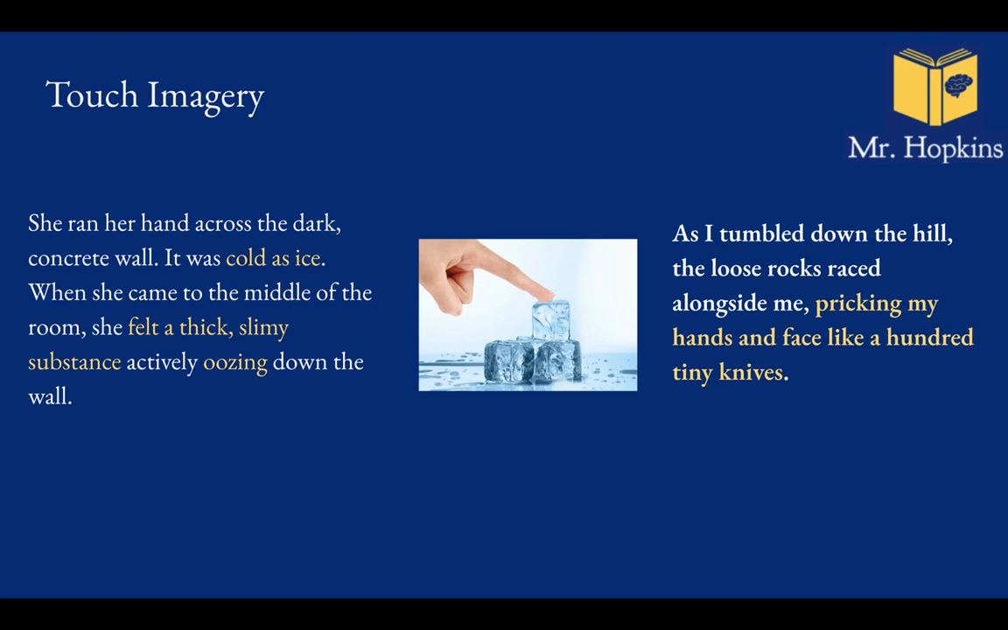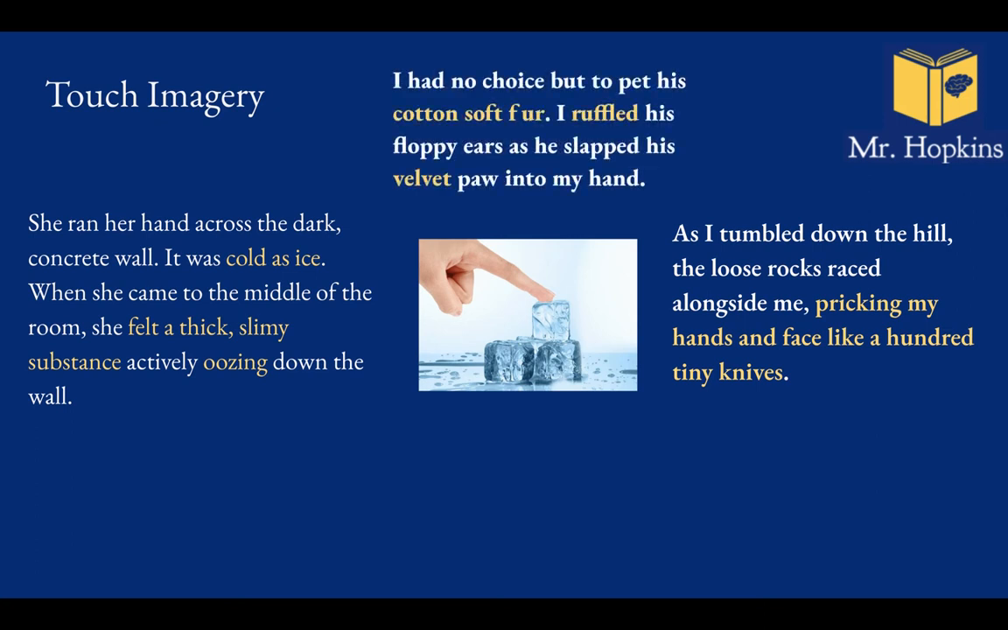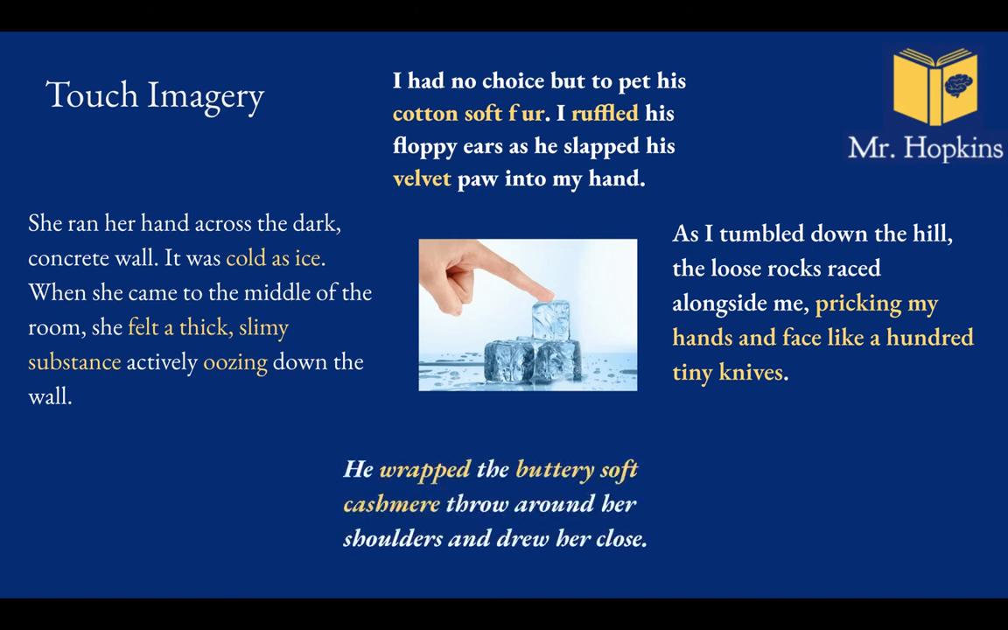As I tumbled down the hill, the loose rocks raced alongside me, pricking my hands and face like 100 tiny knives. Another simile there, and it really allows me to feel these rocks hurting me like lots of little knives. I had no choice but to pet his cotton soft fur. I ruffled his floppy ears, and he slapped his velvet paw into my hand. So as a metaphor, velvet paw, the word ruffled makes me think of something soft that can blow easily. And this cotton soft fur. And finally, he wrapped the butterfly soft cashmere throw around her shoulders and drew her close.